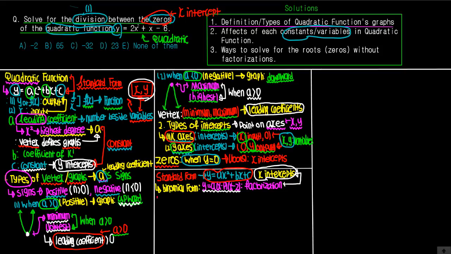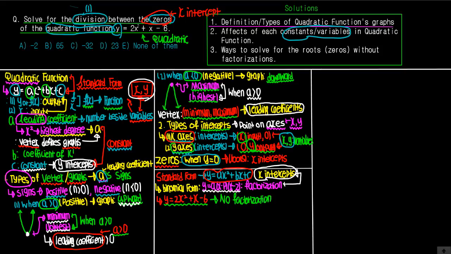Our quadratic function in this case was y is equal to 2x squared plus x minus 6. But as we can see, it would be dumb if we converted this into a binomial form, which means this quadratic function is a non-factorable quadratic function, which means we can't factor this. So we can't use factorization in this quadratic function. Well, there is another way for this.